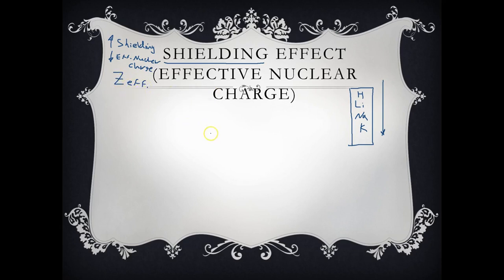It is the attraction between the nucleus and these electrons that are out here zipping around. They're being held by opposite charges, right? The effective nuclear charge is how much of that charge is felt by the electrons. Okay, and let me explain.